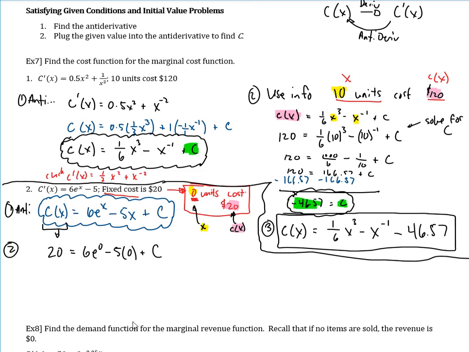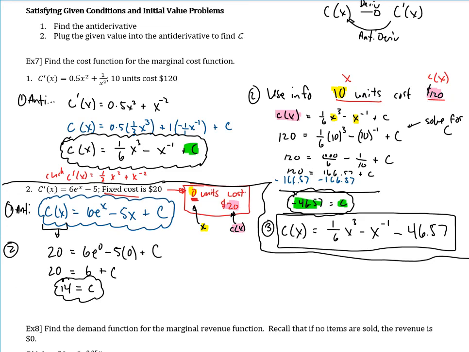Okay, and then now we'll start to simplify, so we'll solve. So we have 20 equals 6e to the 0 is just 6. 5 times 0 is 0 plus our constant. And then if I subtract the 6 over, we're going to get 14 is the C. There we go. Okay, so now step 1, step 2 are done.